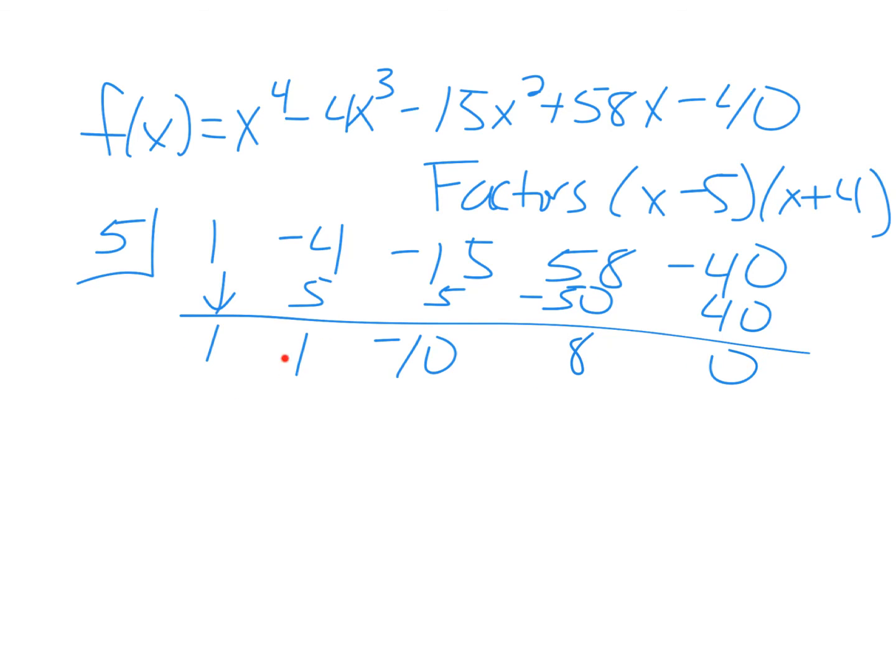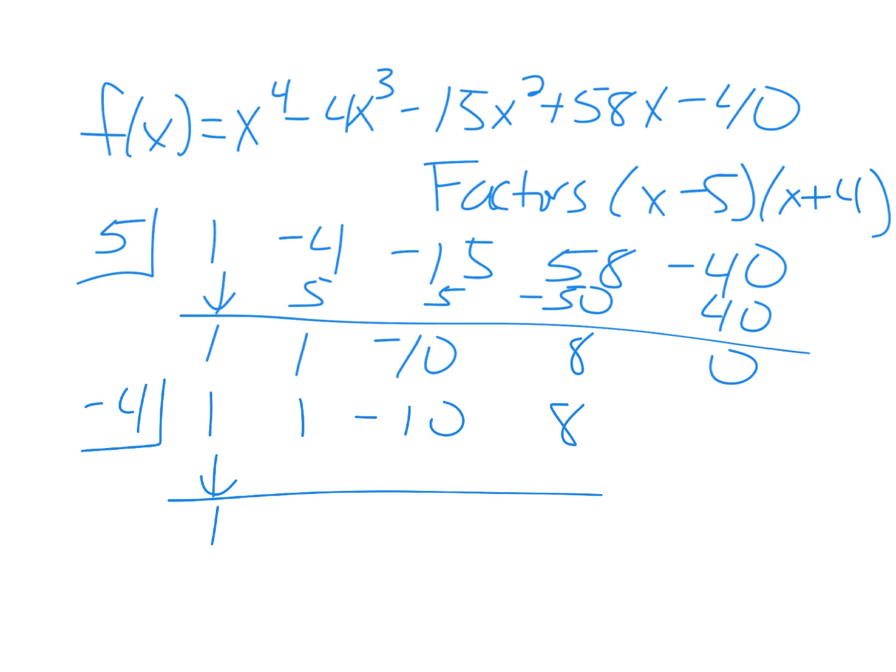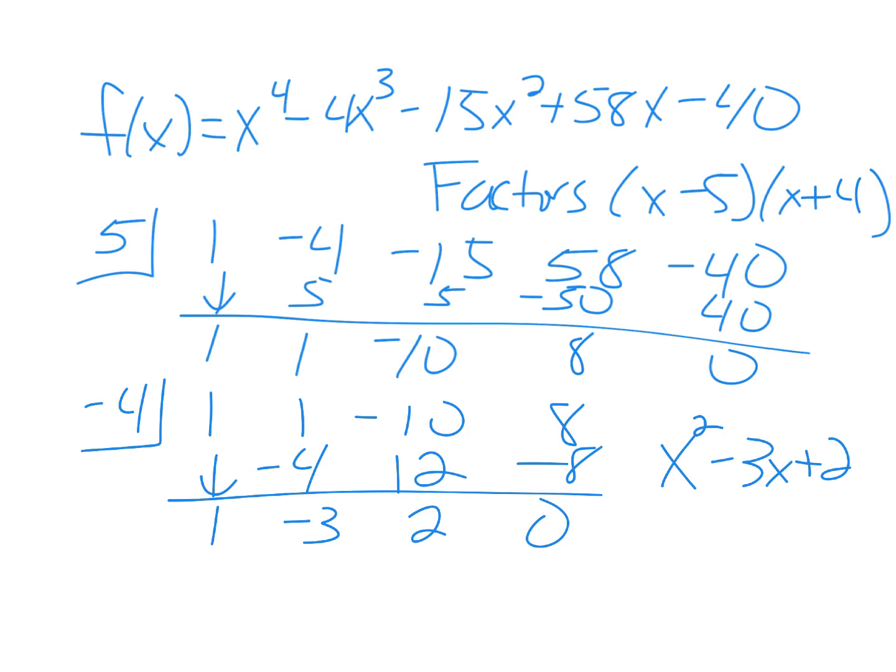So I'm going to take these numbers here and do it one more time with that other factor, in this case -4. 1, 1, -10, 8. Bring down the 1. 1 times -4 is -4. Add, you get -3. Multiply again, you get 12. Add, you get 2. 2 times -4 is -8. Add, you get 0. So what I have left is x squared minus 3x plus 2. Let's find the other factors. If you factor that, it's going to be x minus 2 times x minus 1. So your complete factorization, if I ask you for that, is this and this. That's the complete factorization of this problem.